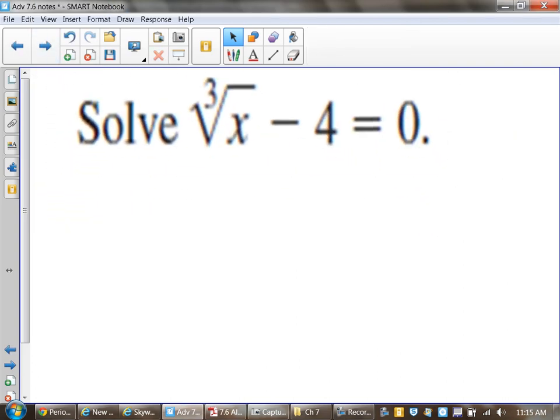Oh no! What do we do? Oh my gosh, we add 4 and then do the cube root or whatever.